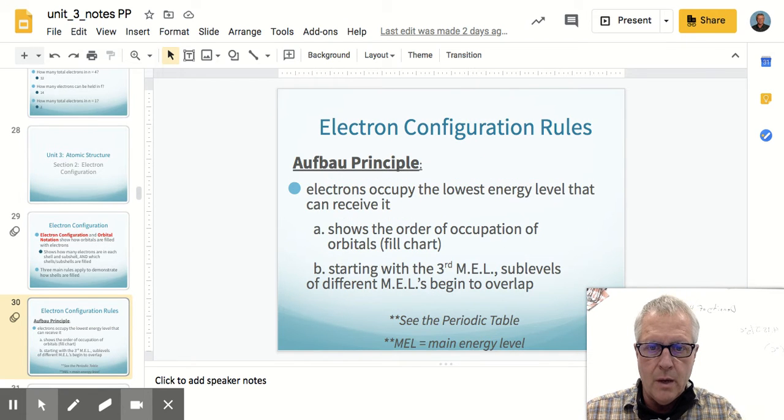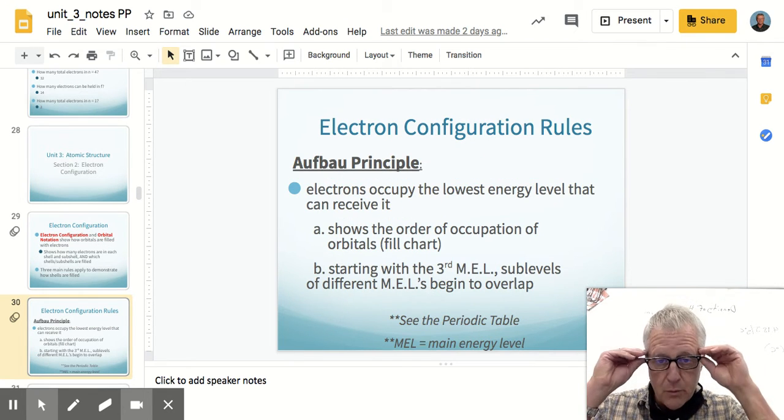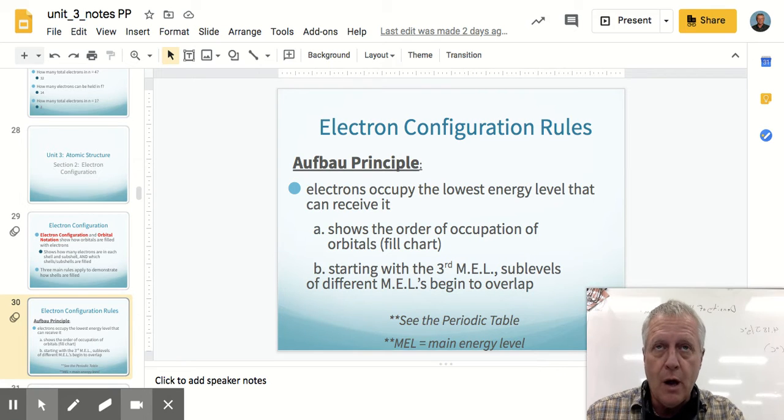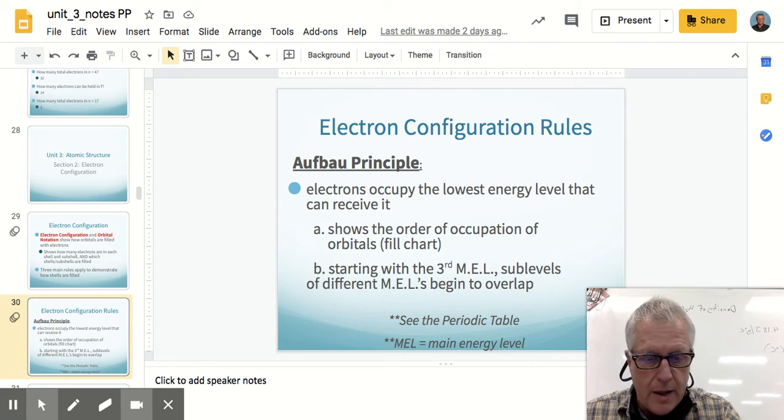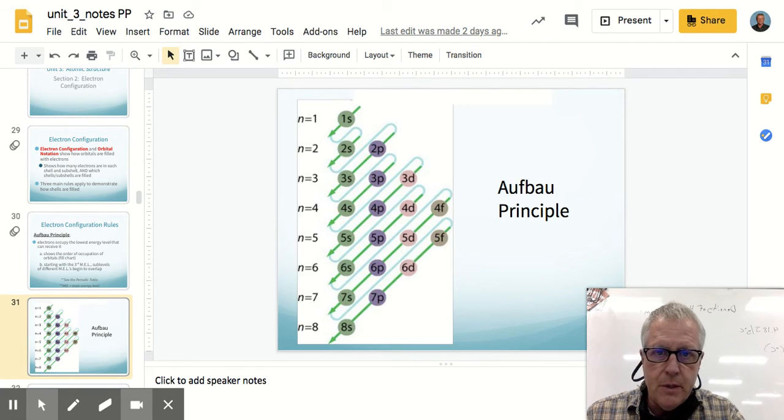As we look down through here, there's a set of rules. This rule, the Aufbau principle, is basically that electrons will occupy the lower energy levels first. Remember that electrons pair up in orbitals, but as they do that, they tend to always occupy the lowest energy levels first. This is a handy chart that you'll get used to using, and we'll revisit it when you practice electron configurations.